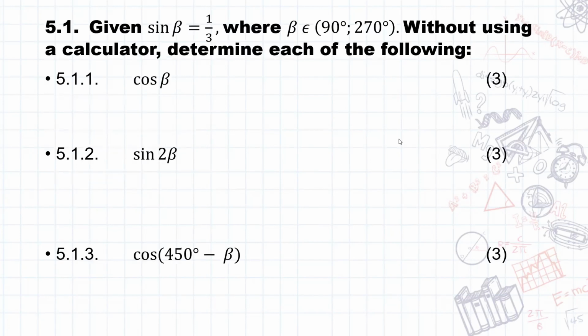So let's jump right in. It says, given sine beta is equal to 1/3, where beta is between 90 and 270 degrees, without using a calculator, determine each of the following. The first one is cos beta.